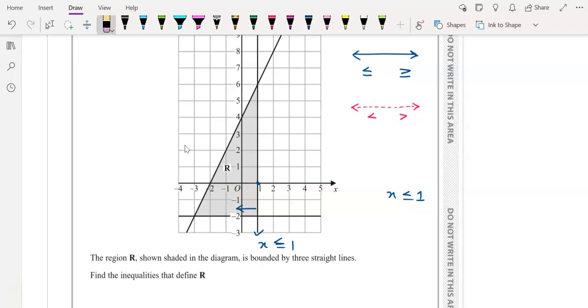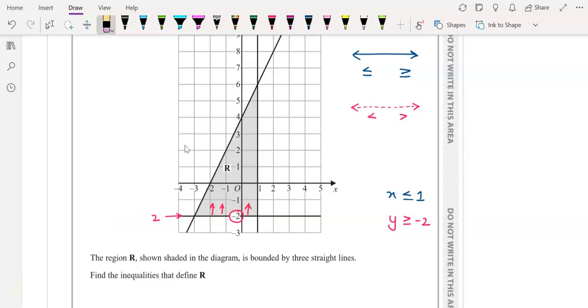Okay. The second one is, let's take the horizontal line. Now, this horizontal line is going through y coordinate minus 2. So the equation of this line is y equal to minus 2. Now, the part above the line is shaded. So above the line, the values are greater. So the inequality will be y is greater than or equal to minus 2. So y greater than or equal to minus 2 is the second inequality.